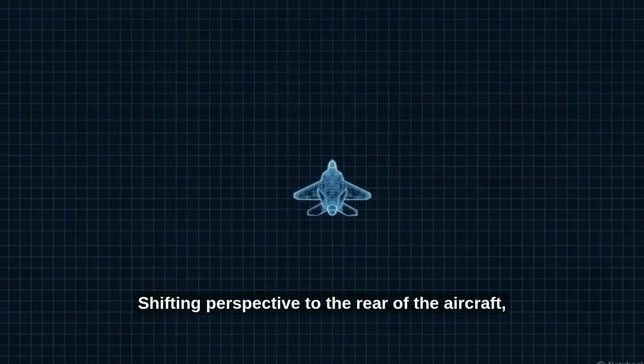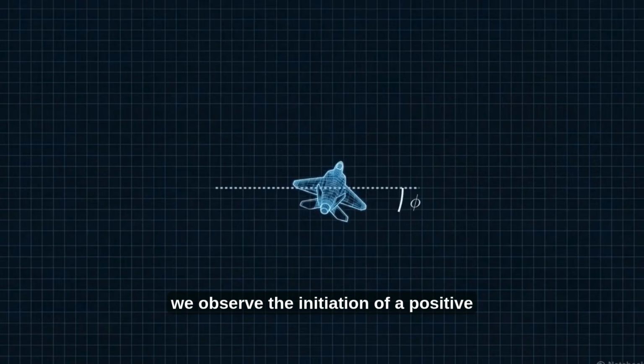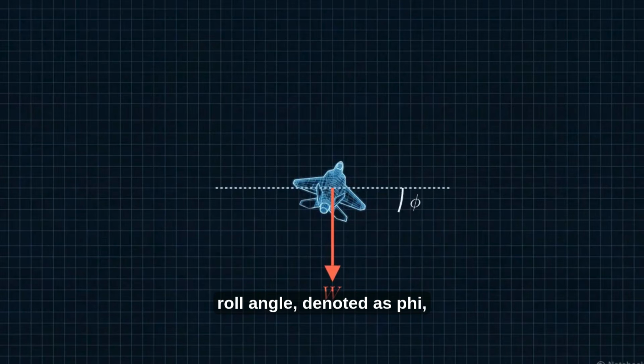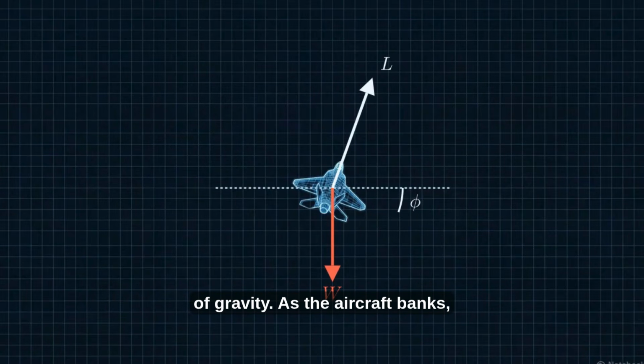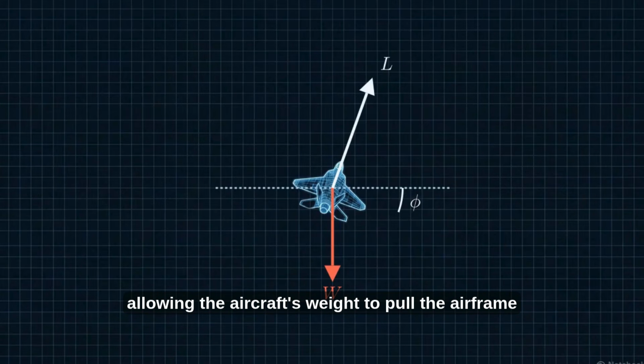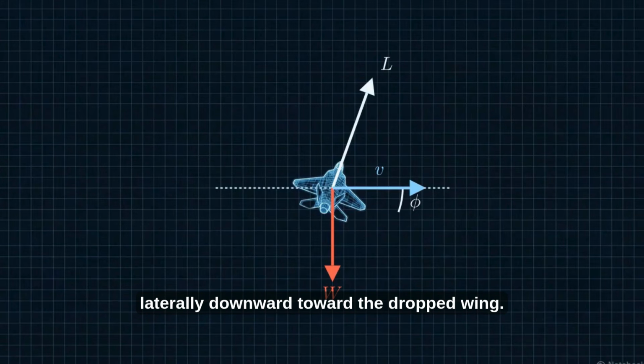Shifting perspective to the rear of the aircraft, we observe the initiation of a positive roll angle, denoted as phi, where the right wing drops. As this happens, a downward weight vector originates from the center of gravity. As the aircraft banks, the primary lift vector tilts. This breaks vertical equilibrium, allowing the aircraft's weight to pull the airframe laterally downward toward the dropped wing.